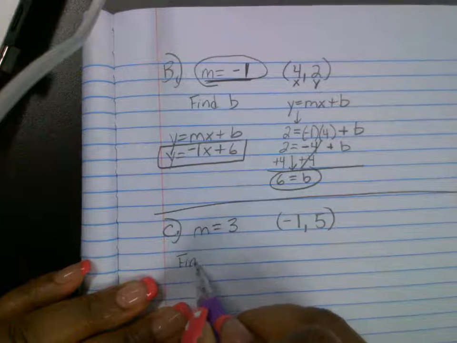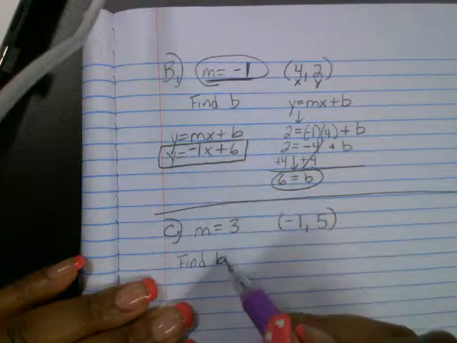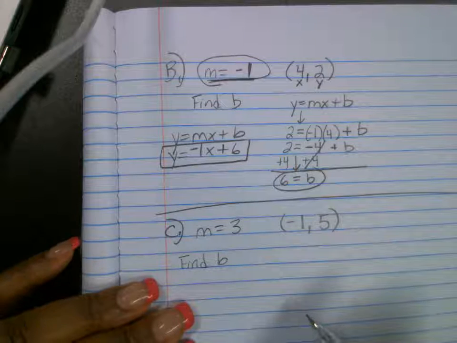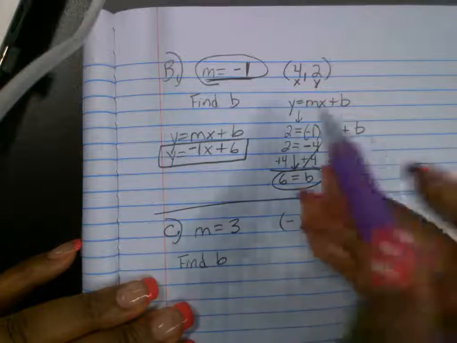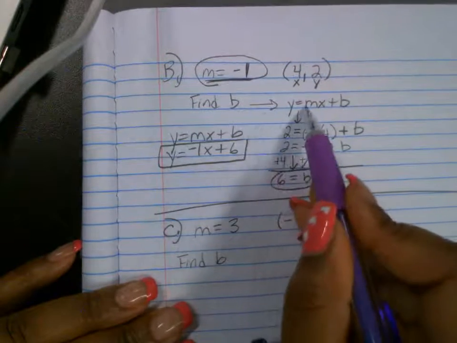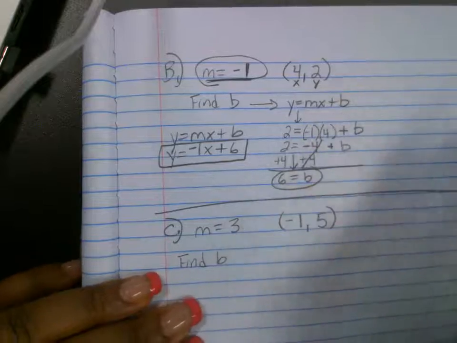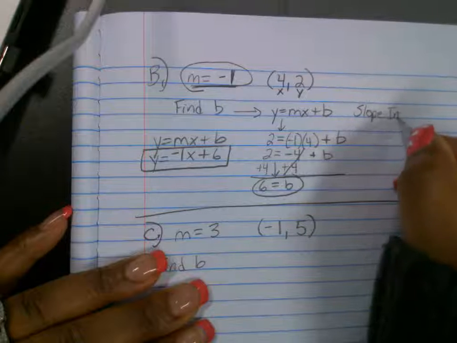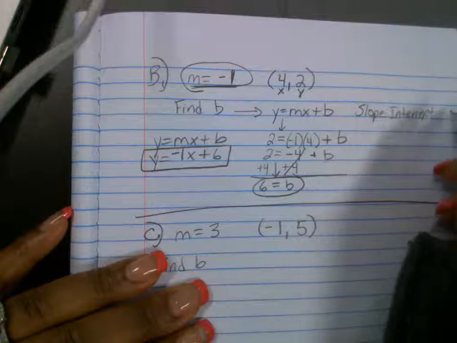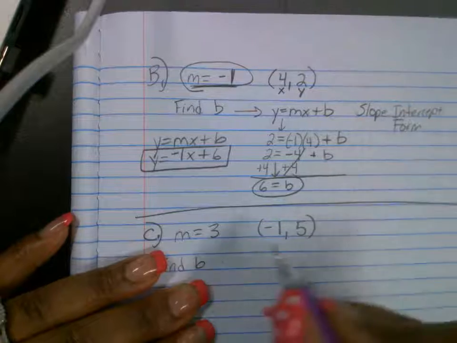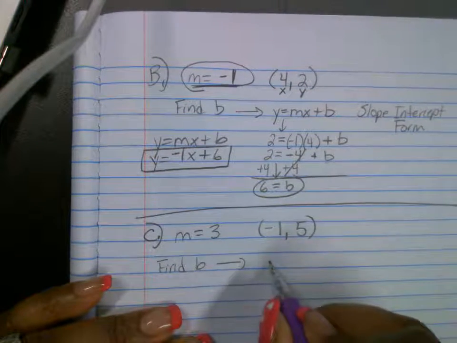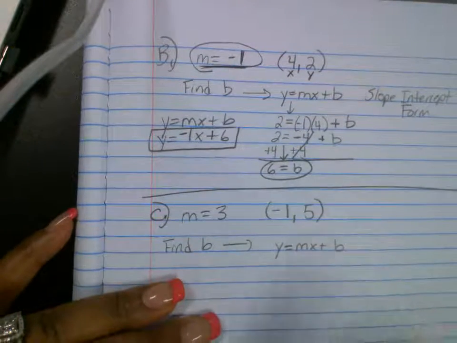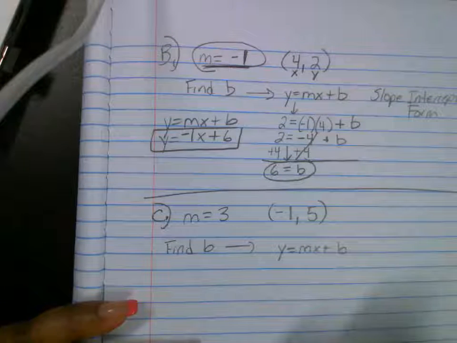Find B. I'm going to write it kind of the same way so you can see it. How do you find B? What are you going to use to find B? Look at what I used. What is this called? Slope-intercept form. Okay, so we're going to do the same thing. We're going to use slope-intercept form, y equals mx plus b. Very good.